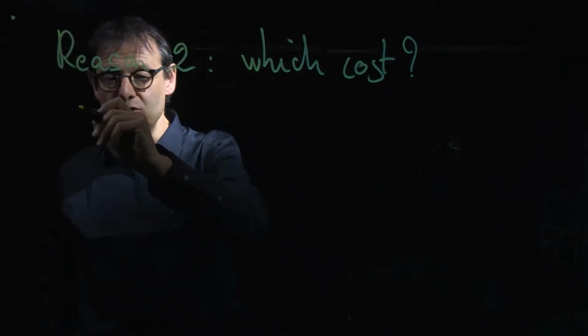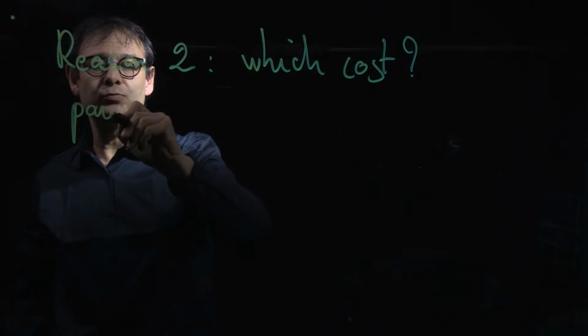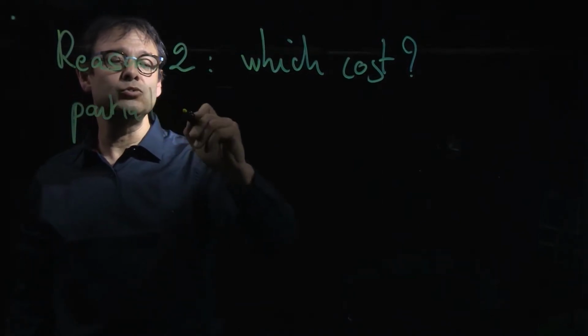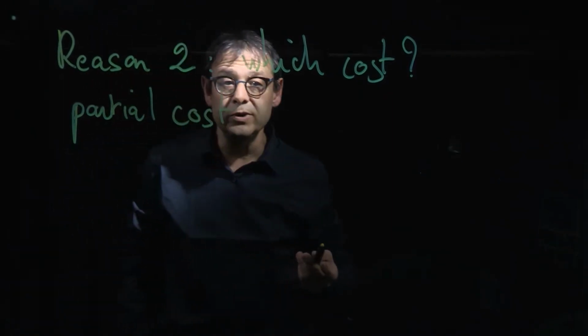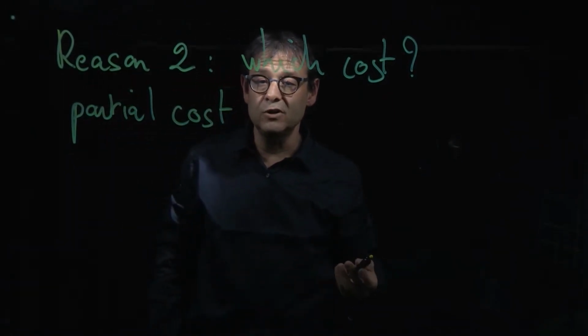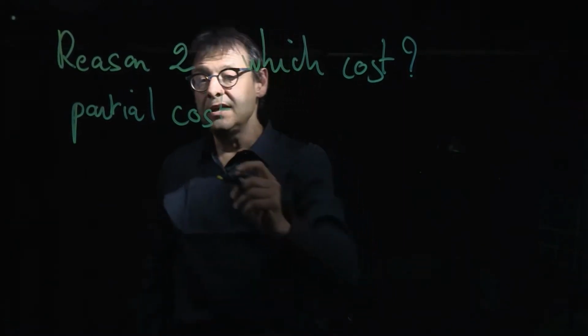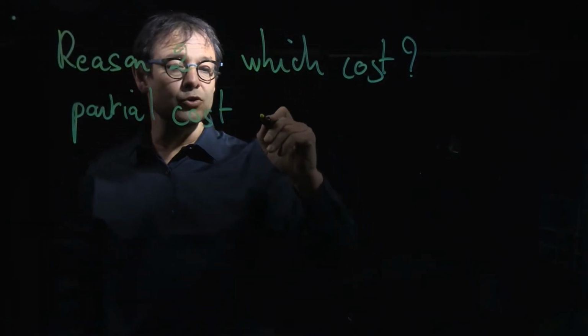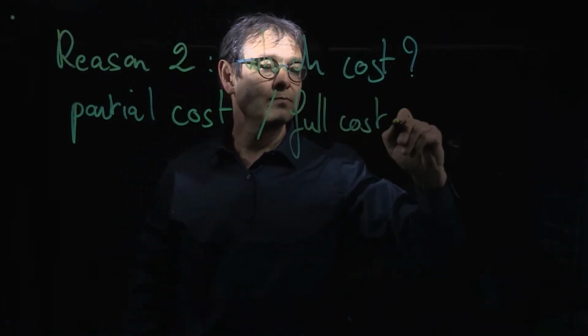And if you know the basics of management accounting, you know that there are two approaches. One which you could call a partial cost approach, where you will use only some of the cost that you would subtract from the revenues, but not all of them. And conversely, there is an approach which is called the full cost approach.